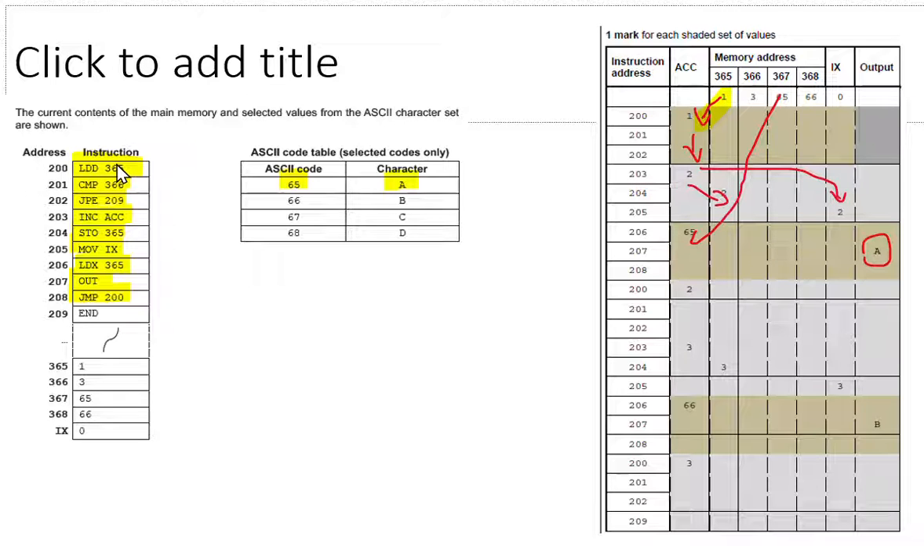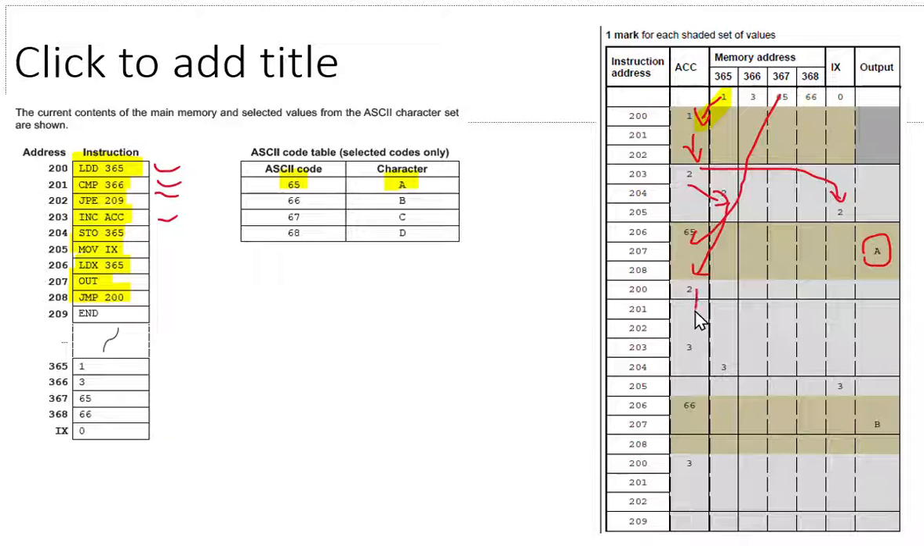I load the contents of 365 into the accumulator. So I'm going to do that now. And this time it's 2, so I load 2 into here. I come over here, I compare it with the contents of 366. 2 is not equal to 3, and therefore I do not jump to 209, which would be end, because it is not equal, and I increment the accumulator, and I do that down here.